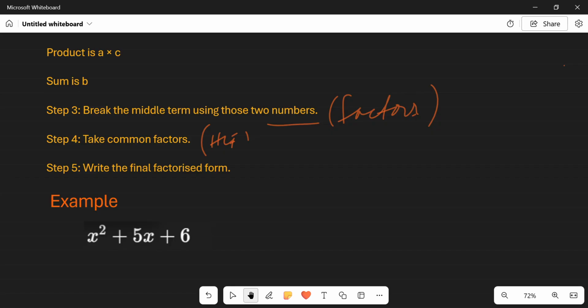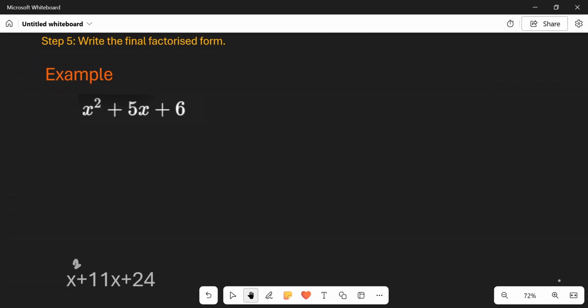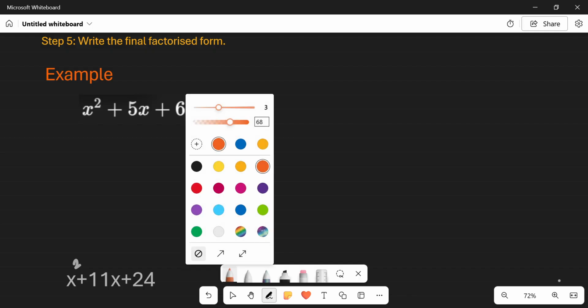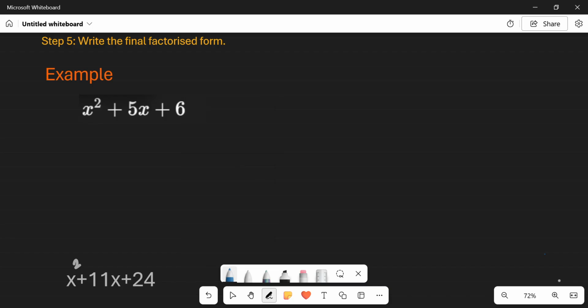Here the first example is x squared plus 5x plus 6. How to solve this question? Step number 1 said that you need to multiply the first and the last term. It's written like ax squared plus bx plus c, right? c is the constant. The b value is 5 and the a value is not given, which means it's 1, right?